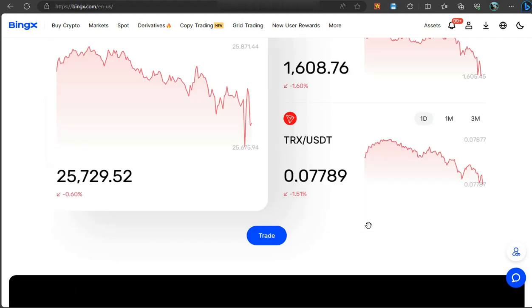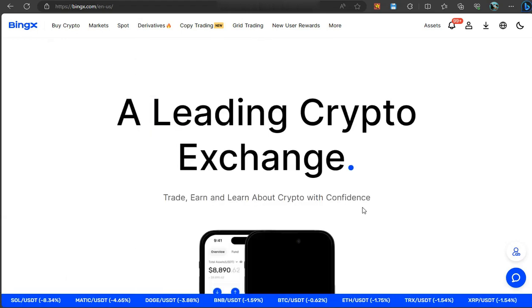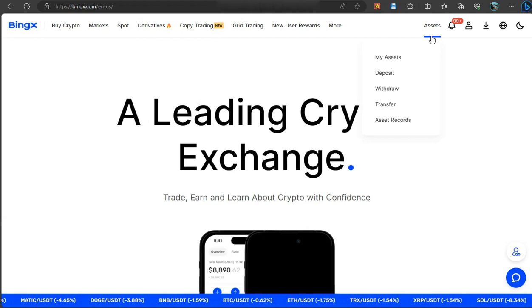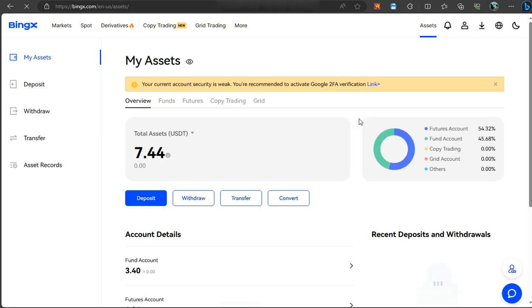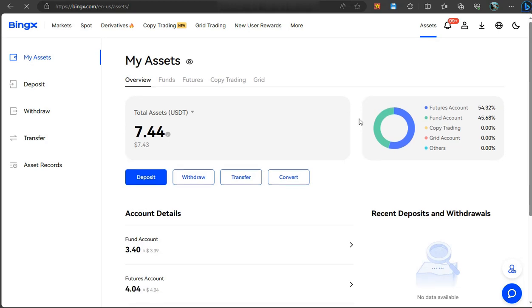Now I would like to see the number of cryptos that we can trade on the platform, and for that I just go to asset and click on my asset, so that I can see the number of cryptos that we can trade on the platform. But depositing a crypto doesn't mean that you can trade it, because maybe not all cryptos are allowed to trade in your location, something like that.